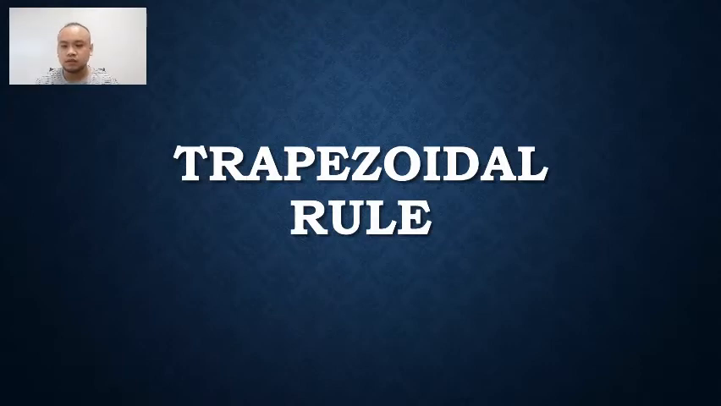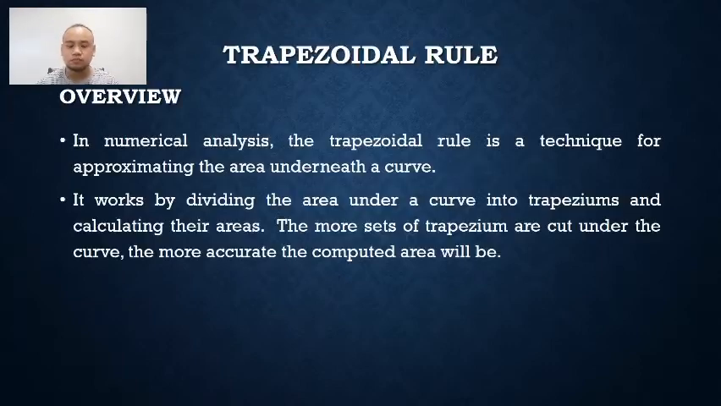And let's have trapezoidal rule. Let's start with an overview. In numerical analysis, the trapezoidal rule is a technique for approximating the area underneath a curve. It works by dividing the area under a curve into trapeziums and calculating their areas. The more sets of trapezium are cut under the curve, the more accurate the computed area will be.